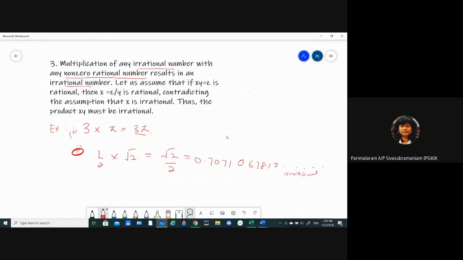Why do we say non-zero rational number? Because if you take 0 and multiply it with, say, pi, pi is irrational and 0 is rational because it's a whole number. So when you multiply this, you get 0, which is rational. Anytime you multiply by 0, you get rational. So only in this case does this property not apply. Therefore, we have the words non-zero rational number. So far okay?